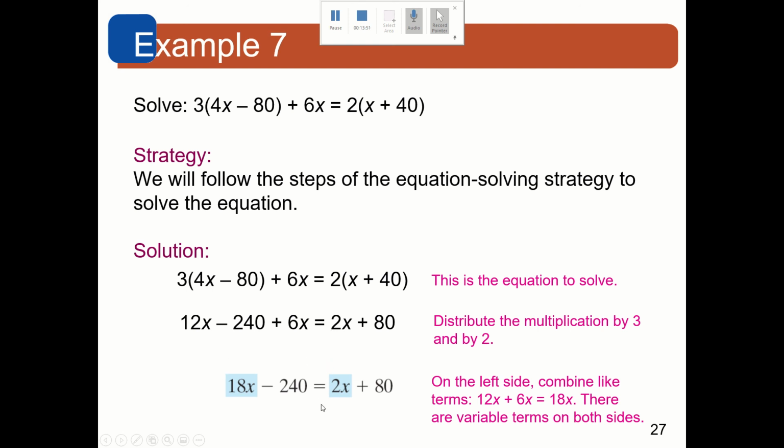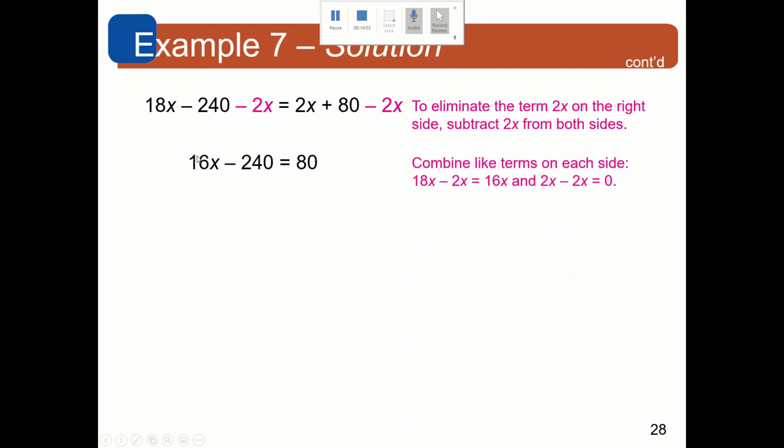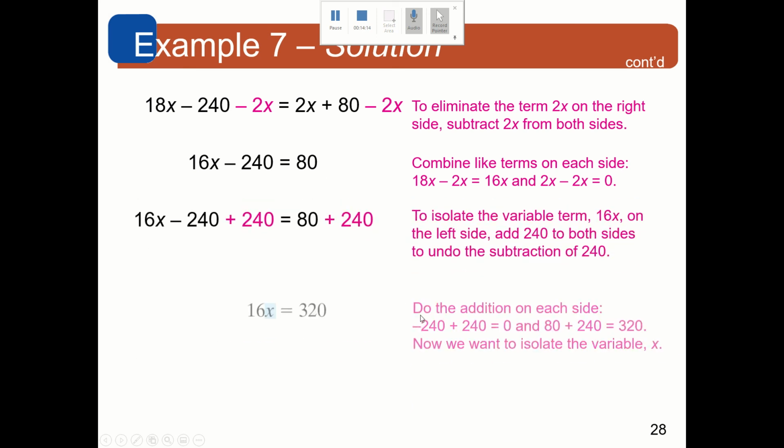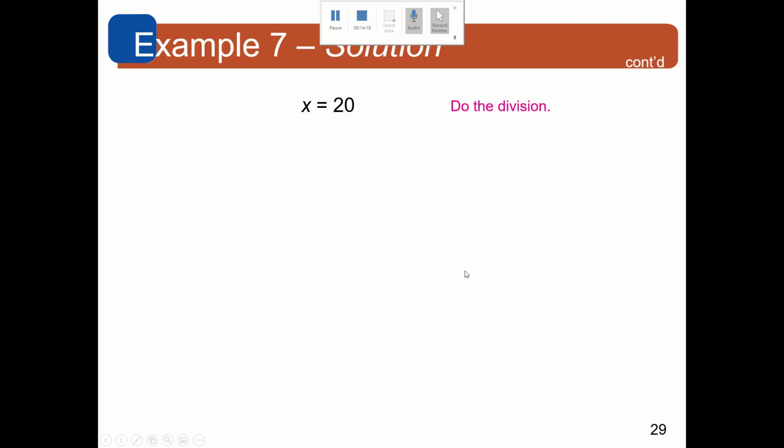I don't have any more like terms to combine on either side of the equal sign, so now I want to get all my x's together. So let's subtract this 2x over and see what happens. Now I have 16x minus 240 equals 80. Well, now we can solve this. We can add this 240 over, then we can divide by 16 and get that x equals 20.